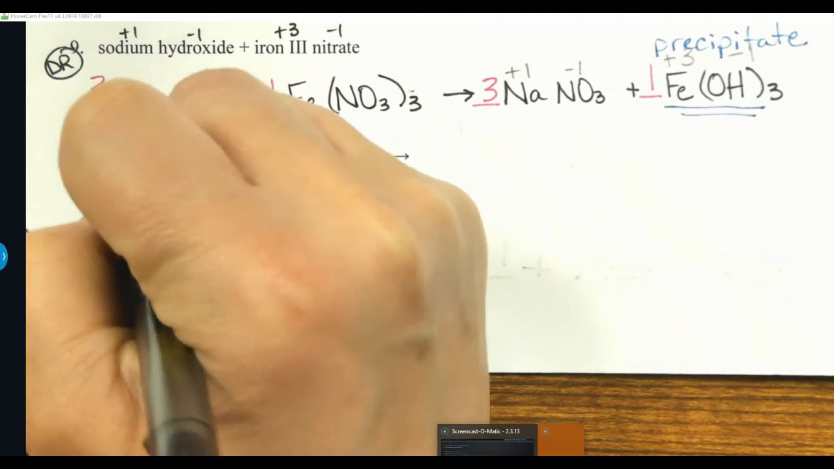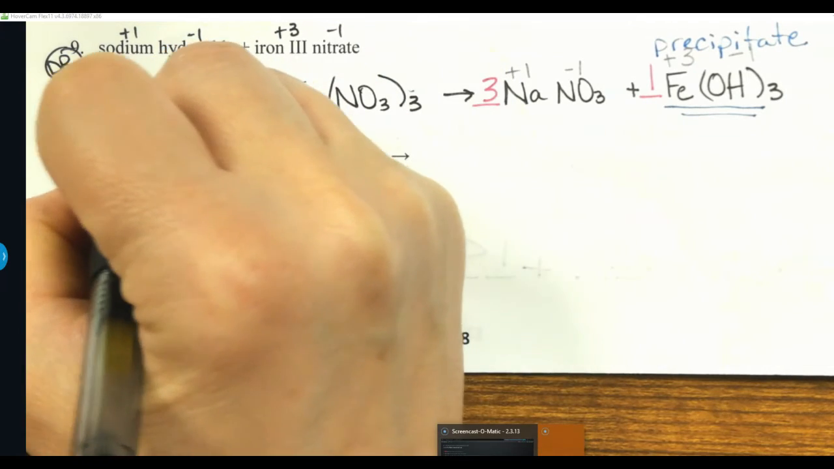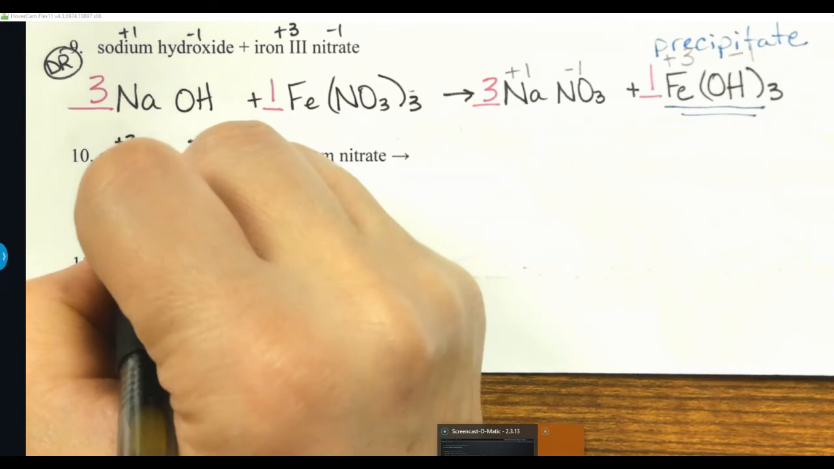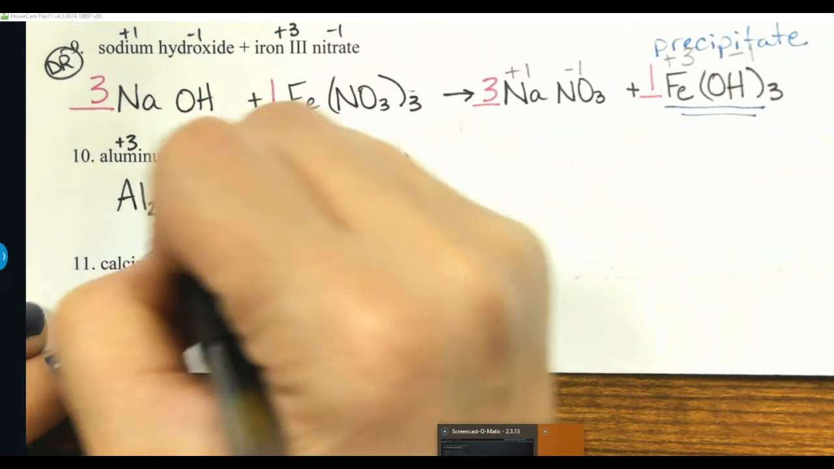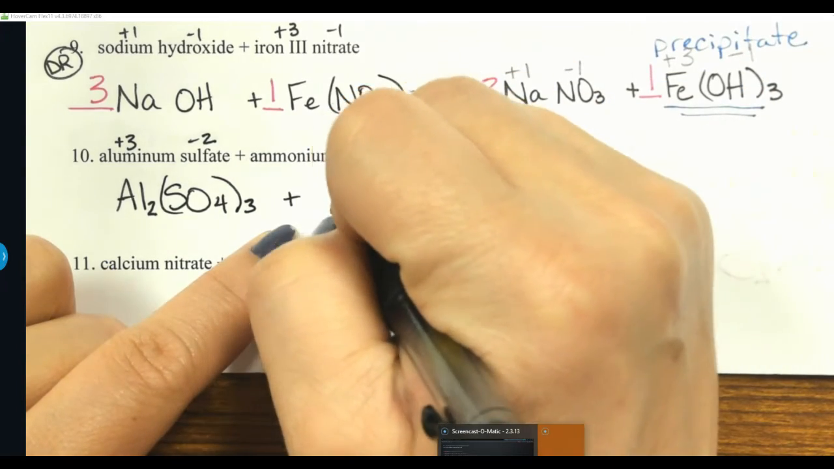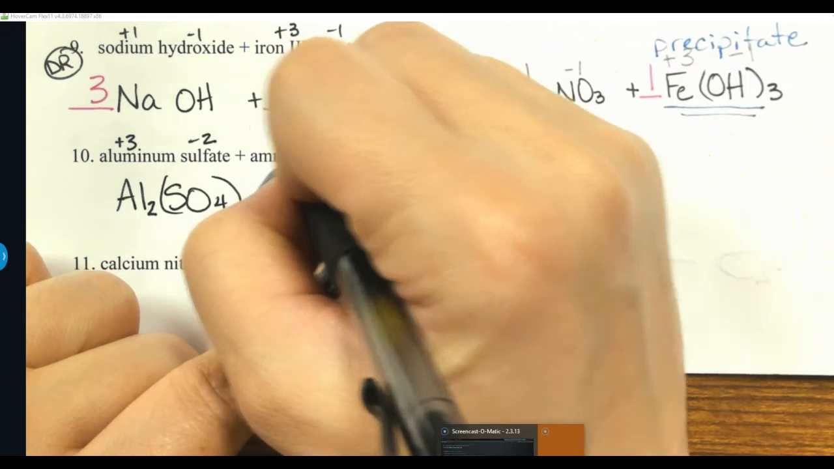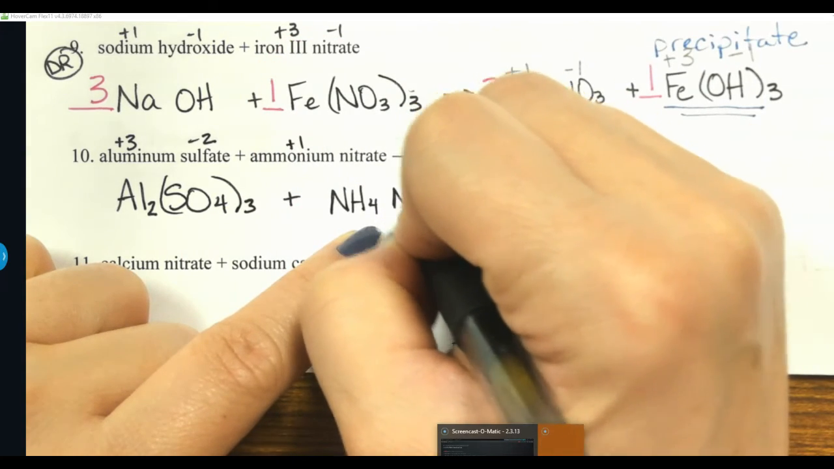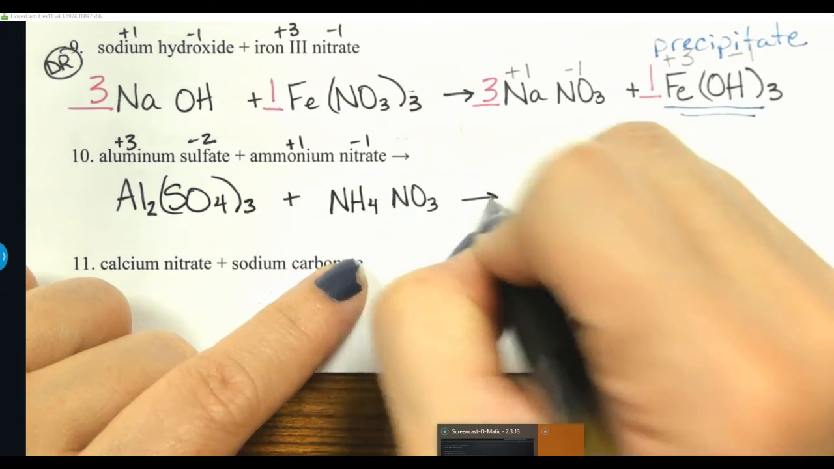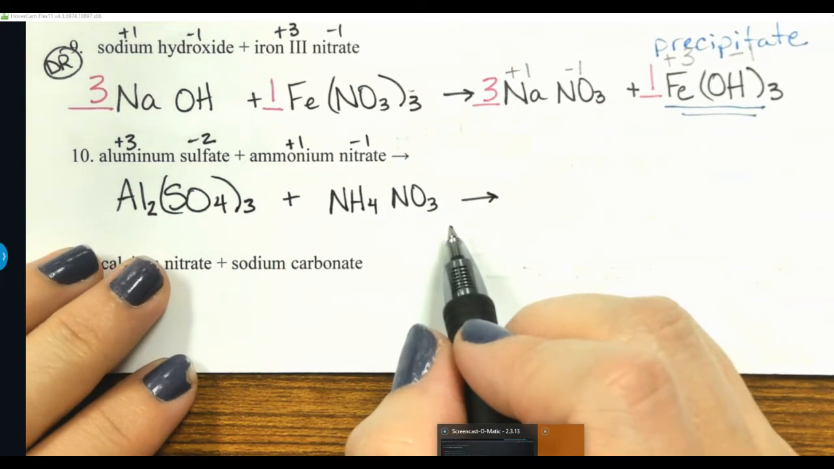Aluminum is Al, sulfate is SO4, plus 3, minus 2, and you're going to crisscross, so this should get a 2, this should get a 3, plus ammonium, haven't seen that one in a while, no hate for the positive ones, is a positive 1. Nitrate, NO3, that's got a negative 1 charge. So this is crisscross, these cancel, and there's my reactants.